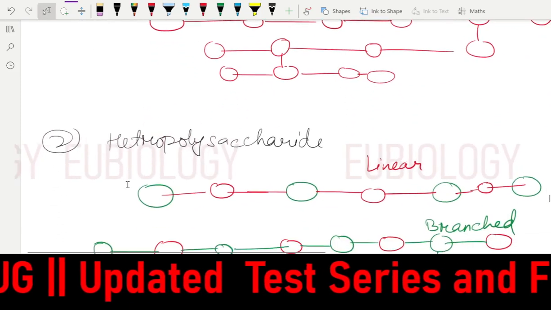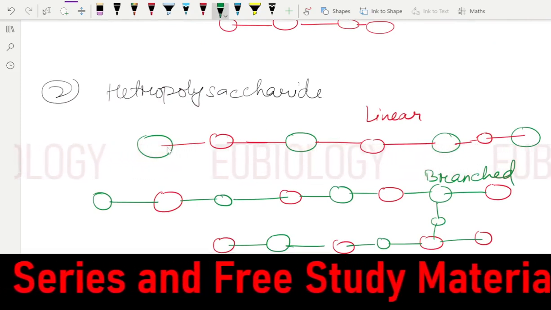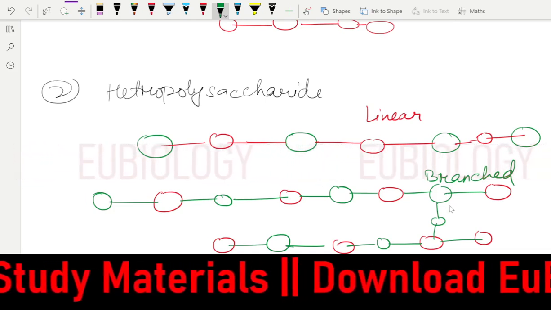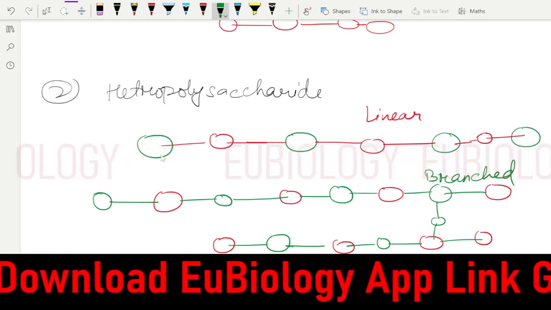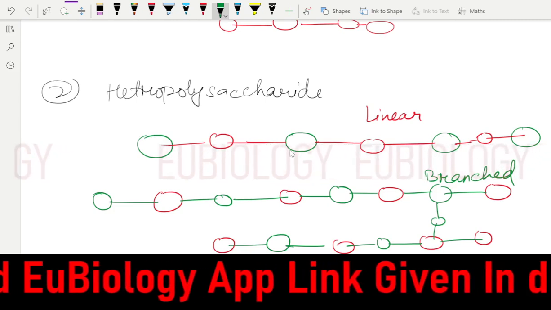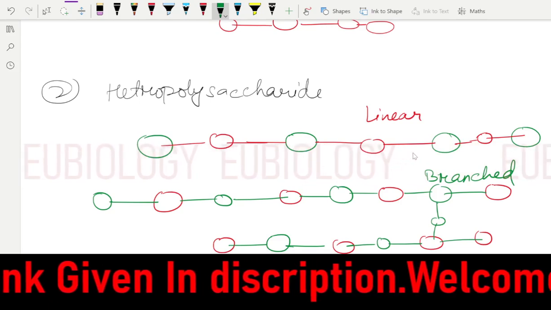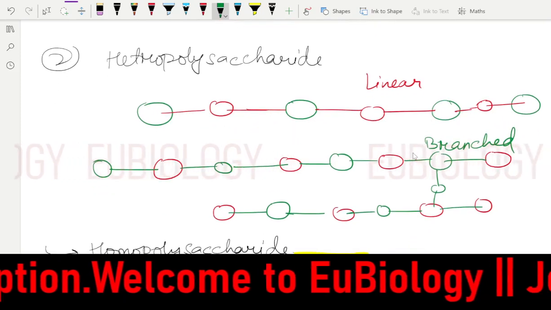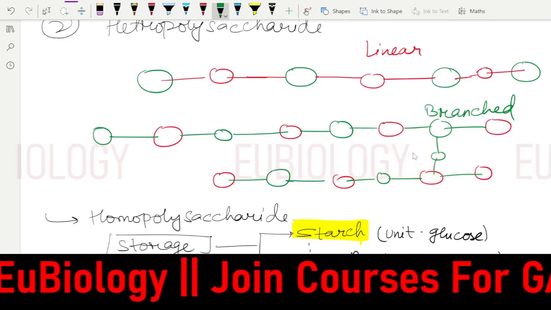Now the other is what? Heteropolysaccharide. In this, two or more than two units are attached in a linear way or in a branch way, and that is called heteropolysaccharide. As it is shown here, there are green as well as red balls attached in a linear manner, so it is called a linear heteropolysaccharide, and if it is in branch form then it is called a branched heteropolysaccharide.